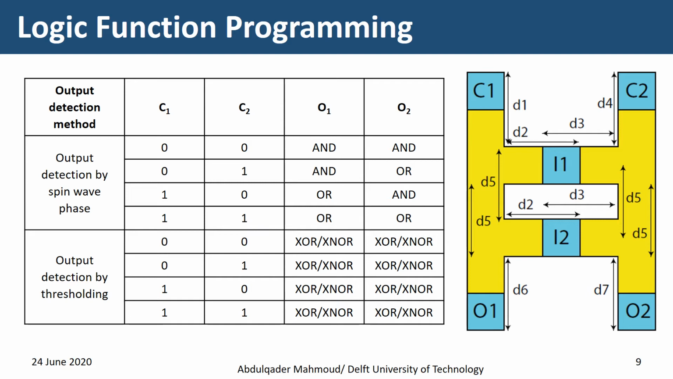Whereas if the output detection is based on the threshold, then the control input is not important, and regardless of it, XOR or XNOR of I1 and I2 will be captured at O1 and O2 based on the determined condition.